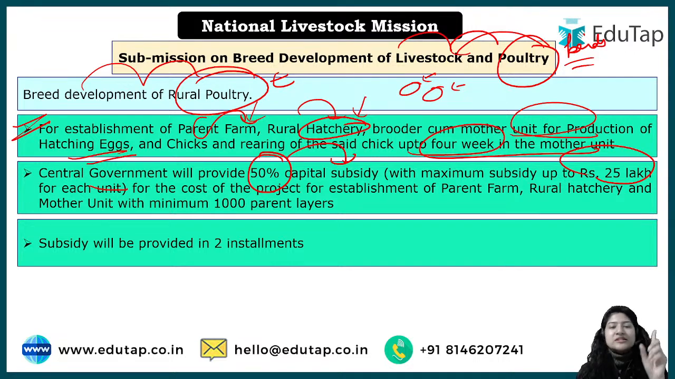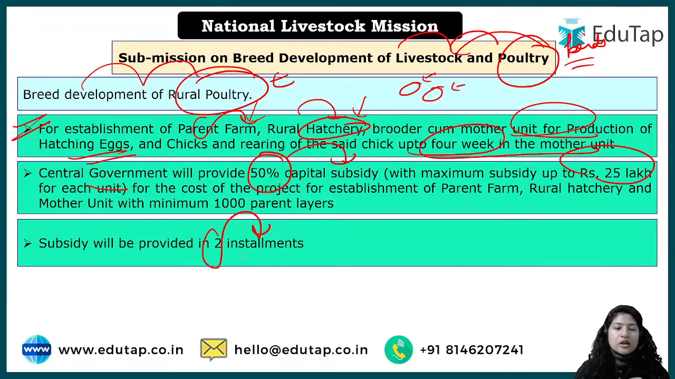Now this 5 lakh will be provided to me in 2 installments. How will it be provided in 2 installments? 50-50 will be given. So first I will get 2.5 lakh, then in the second installment I will get 2.5 lakh. Okay, so if government is giving in 2 installments, there definitely must be some condition.